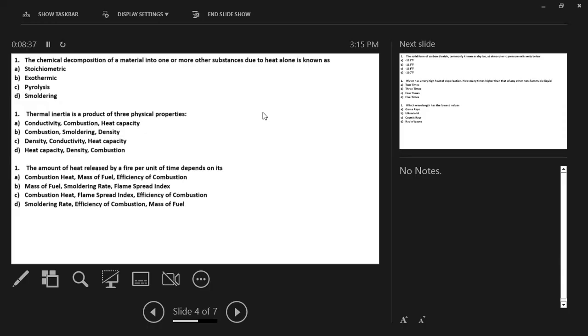Yes, A only is the right answer. Why? Because of heat release per unit of time. It means the combustion heat release, the mass of fuel; the larger the mass, the more heat there will be, and the efficiency of combustion.